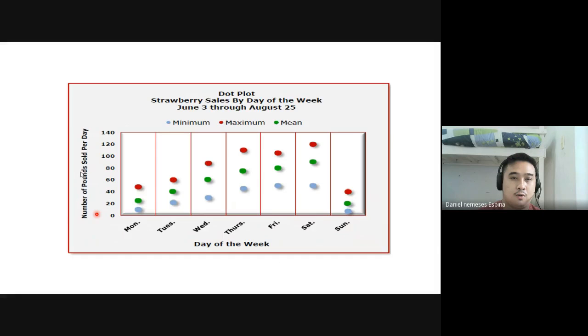So makita ni diri is the minimum sales which is denoted by the light blue dot, maximum is the red, and then the mean or the average is the green. Okay, so that is the dot plot.